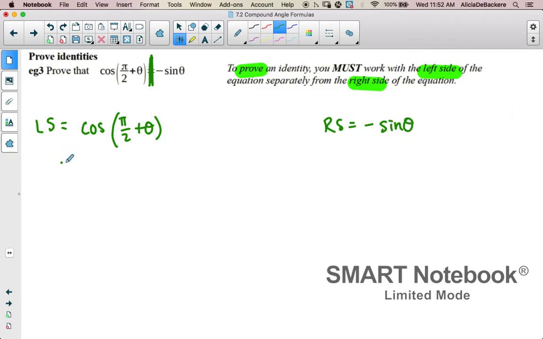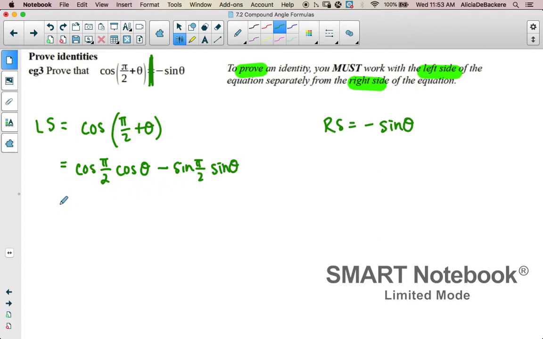So I'm going to start over here with my cos, and I've got a compound angle. I've got an addition of two angles. So I'm thinking about my formula for the addition of two angles with cosine. It tells me to do cos of the first angle times cos of the second angle. And then if it's an addition in here, I'm going to subtract between these two parts. And now I'm going to do sine of the first angle times sine of the second angle. And again, I can simplify this.